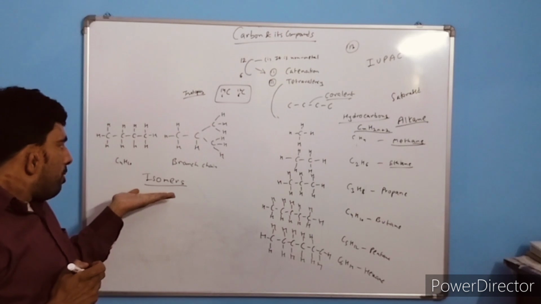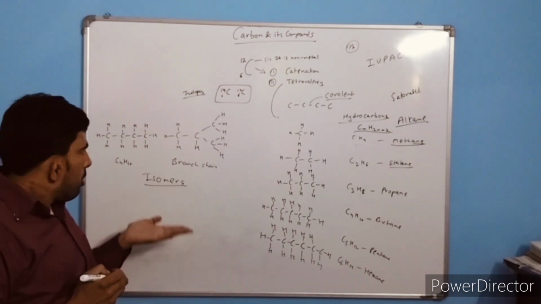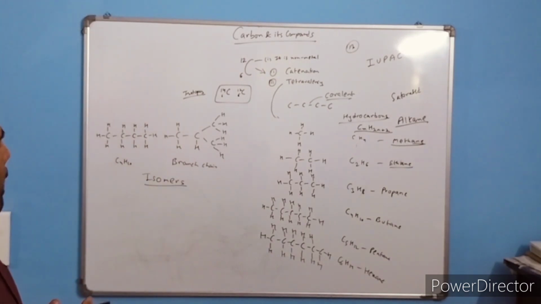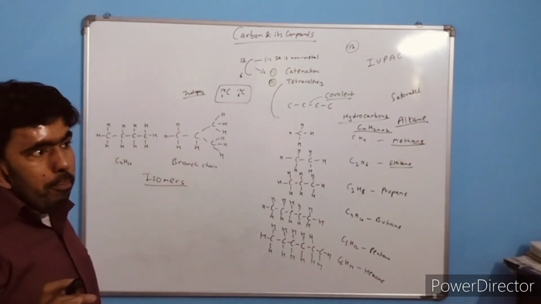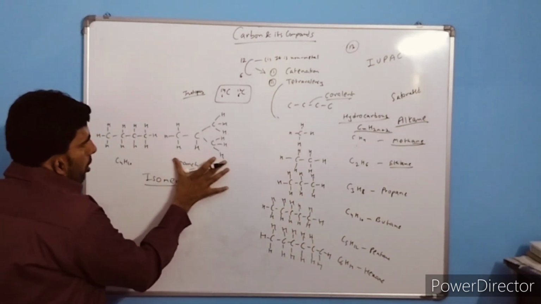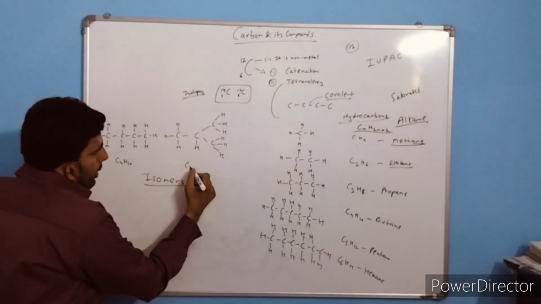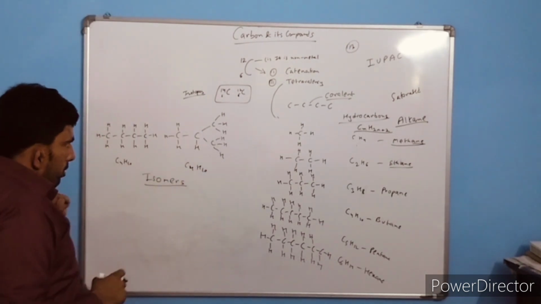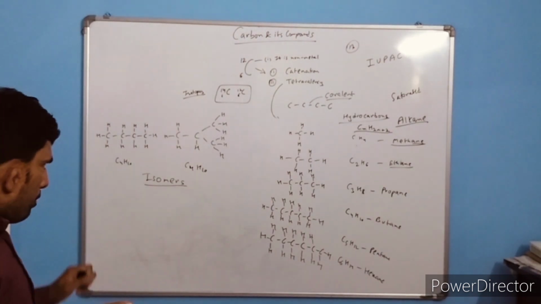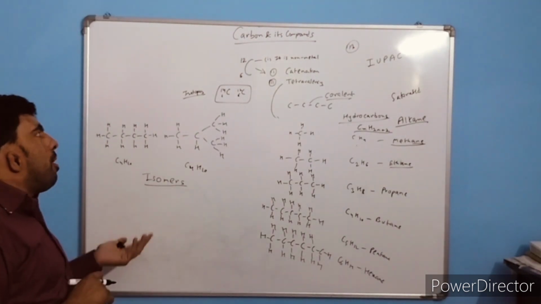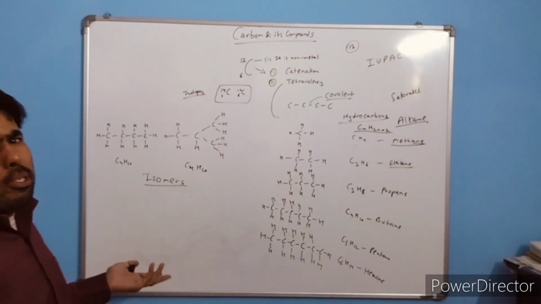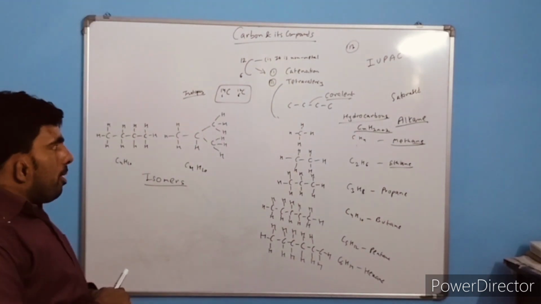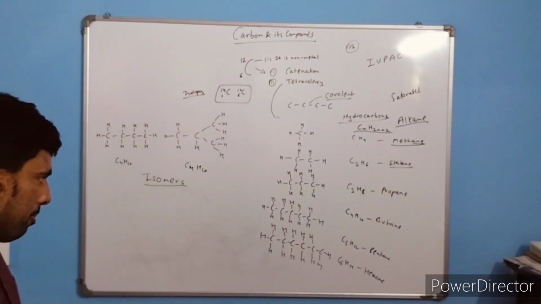What we find in this isomers is that the molecular formula for butane, see, is the same, but structures are different. That we derive a word called isomers. Okay, so lots of things are there in this carbon chapter and its compounds.